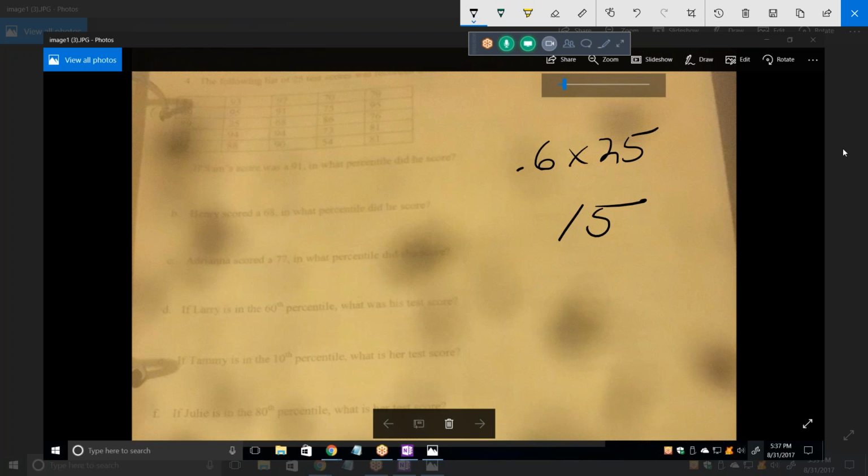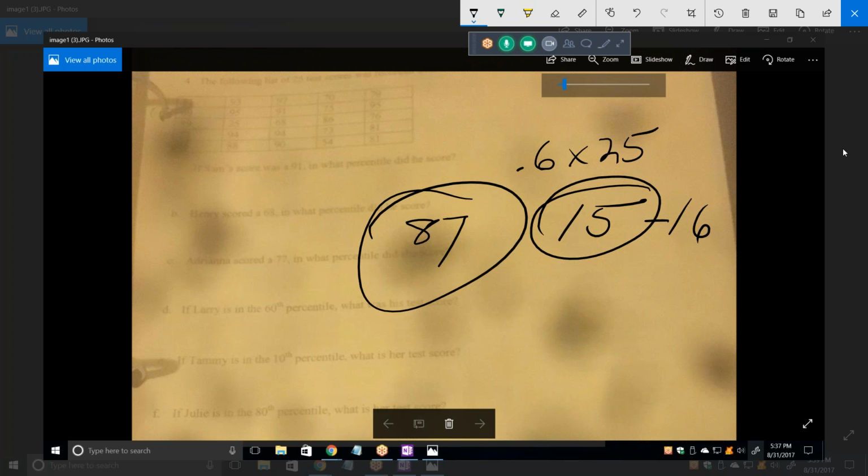The 15th and the 16th. Oh, preceding. Oh, right, because then any score between the 15th and the 16th position would have 60% of it to the left of the thing. Okay, I get it. And so that'd be 86 and 88. So if I add 86 and 88, divide by 2, you'd get 87.